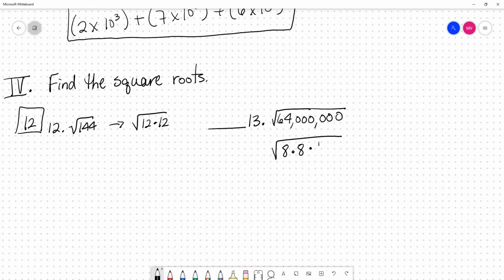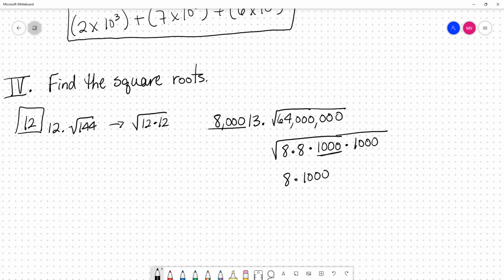And then when we multiply 1,000 times 1,000, we get 1,000,000. 1, 2, 3, 4, 5, 6. So what two numbers are being multiplied times themselves? The 8 and the 1,000. So this becomes, right? So what's my answer? 8,000. Does it click? I was close. All you have to do is check your zeros.